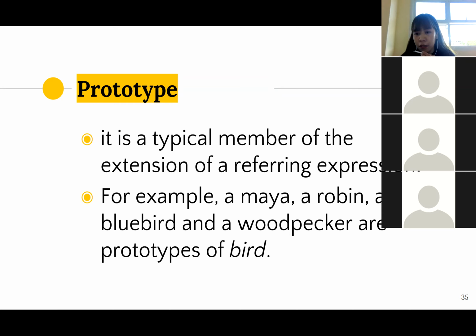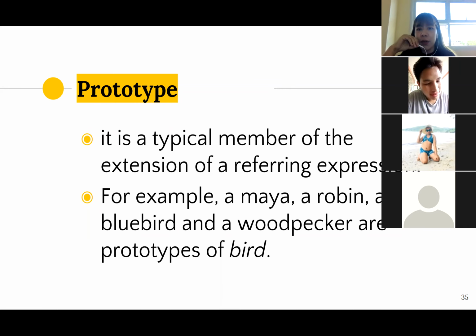Black, ma'am. Okay, that's correct. Another? Red. Red. Yellow. And other colors, whatever else. So prototype, it's like green, for example. So prototype is like playing the apple.